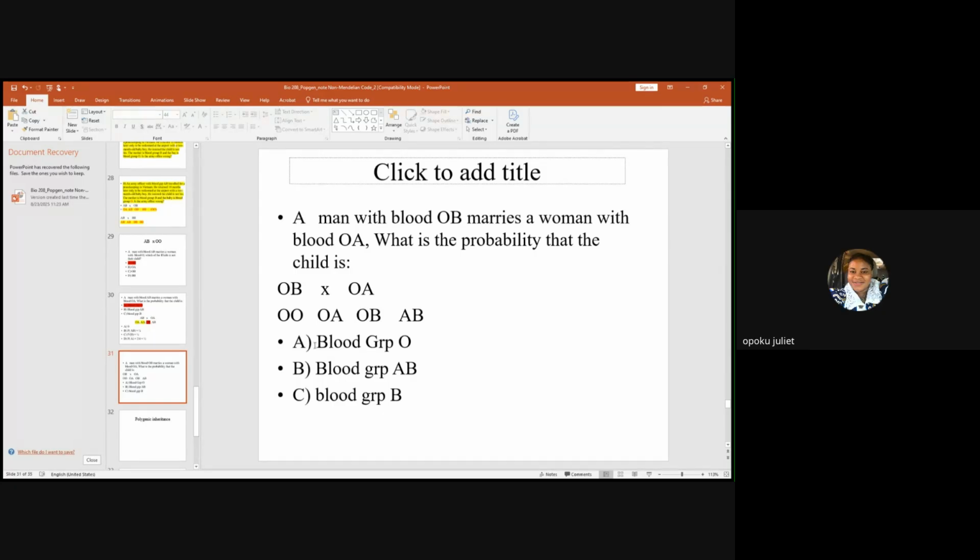What is the probability that the blood group is O? So that will give you 1/4, because this is the possible combo here. And then the second one will also give you 1/4. All right, okay, thank you.